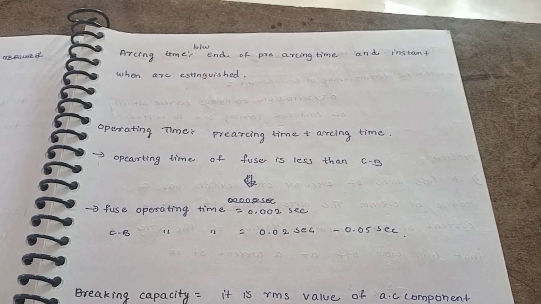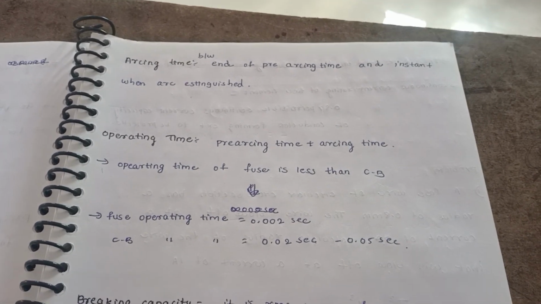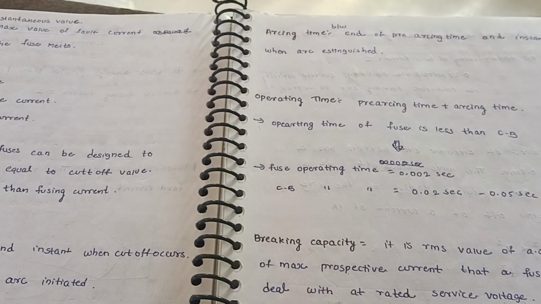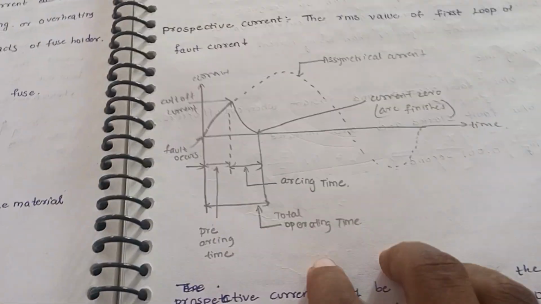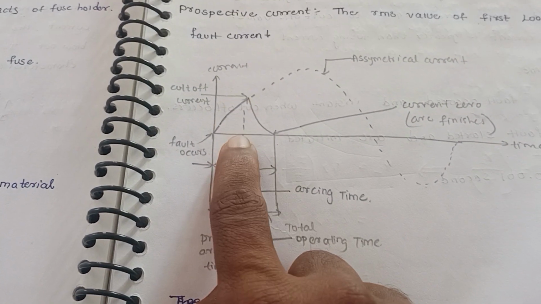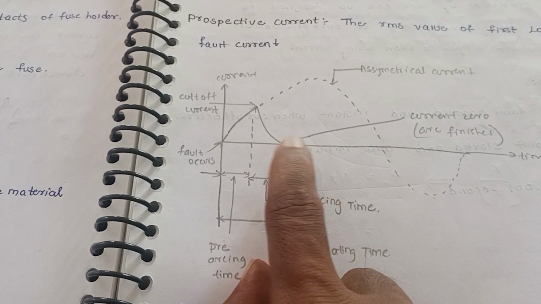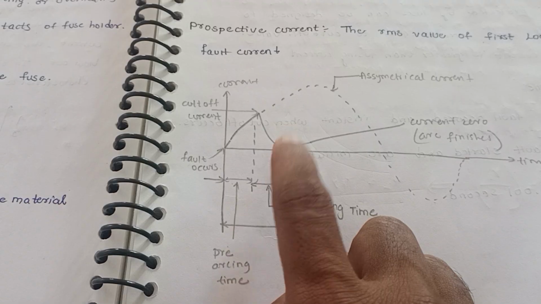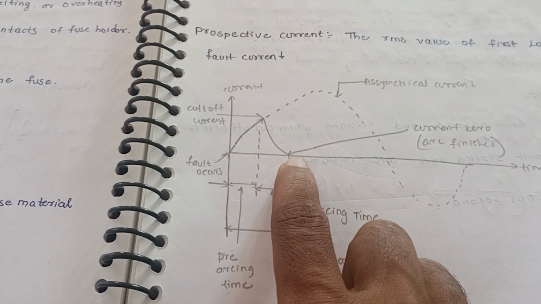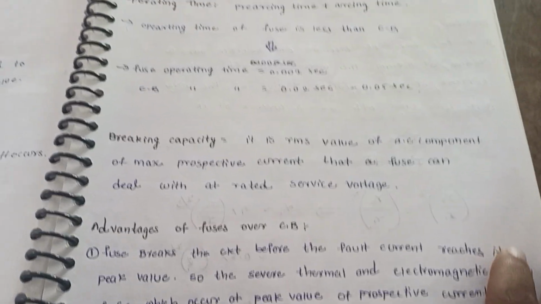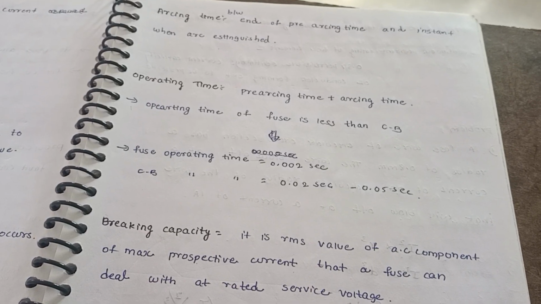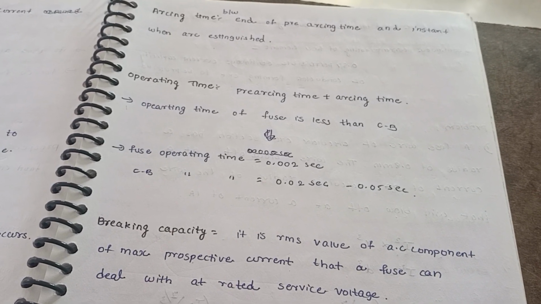Next, arcing time. Arcing time is the time between the end of the pre-arcing time and the instant where the arc is extinguished. Here the arc started, here the arc is extinguished. The time between the cutoff current and the end of the arc is called arcing time. Operating time is the pre-arcing time plus the arcing time, the total time for which the fuse operates.